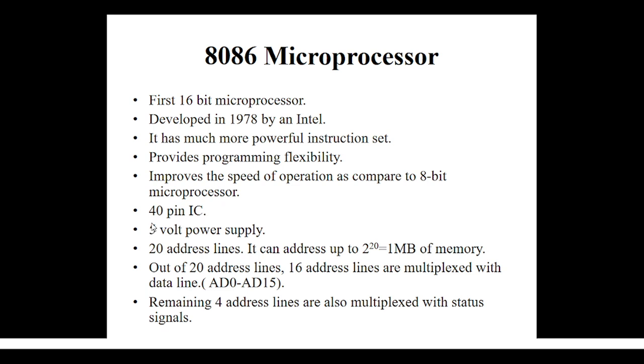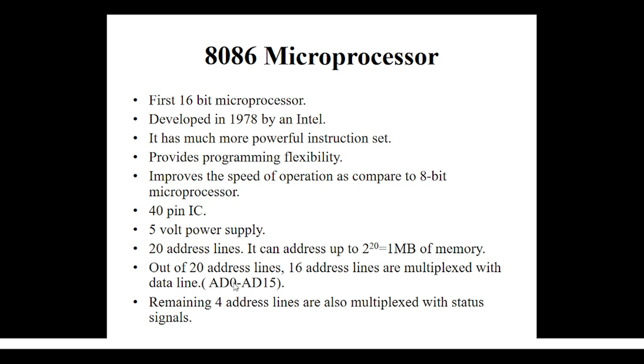It has 40 pins of integrated circuits. The 8086 microprocessor consists of a plus 5 volt power supply. Each and every processor has its own address bus as well as data bus. The 8086 processor has a 20-bit address bus. As it consists of 20 address lines, it can address up to 2 raised to 20, that is 1 megabyte of memory.